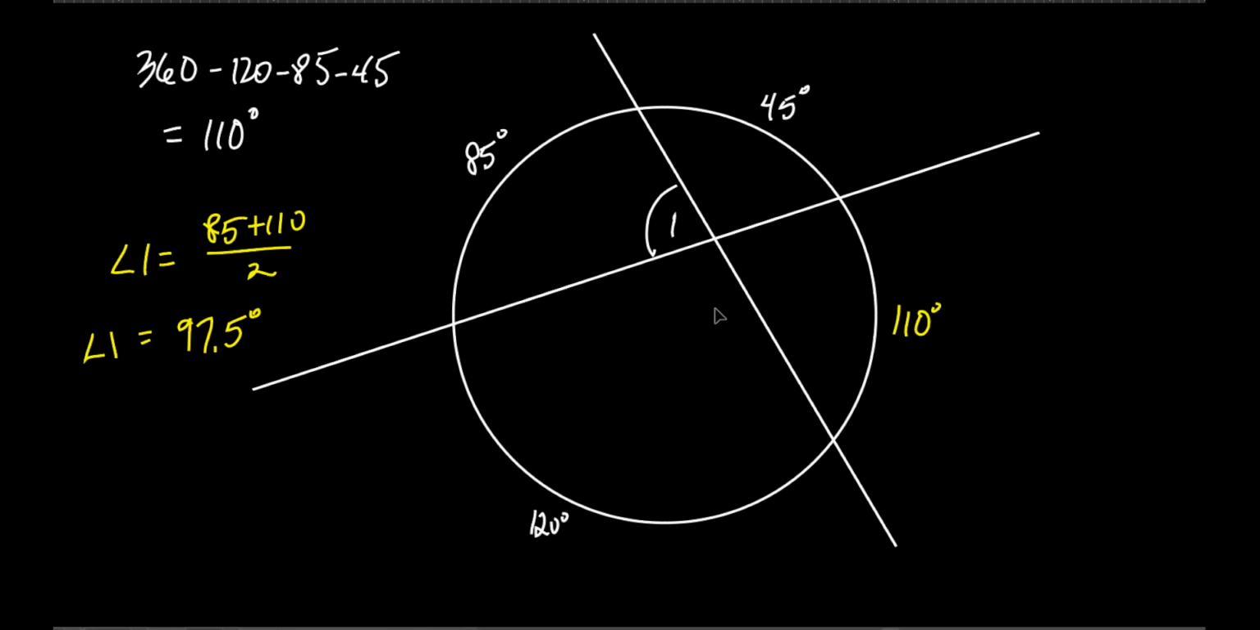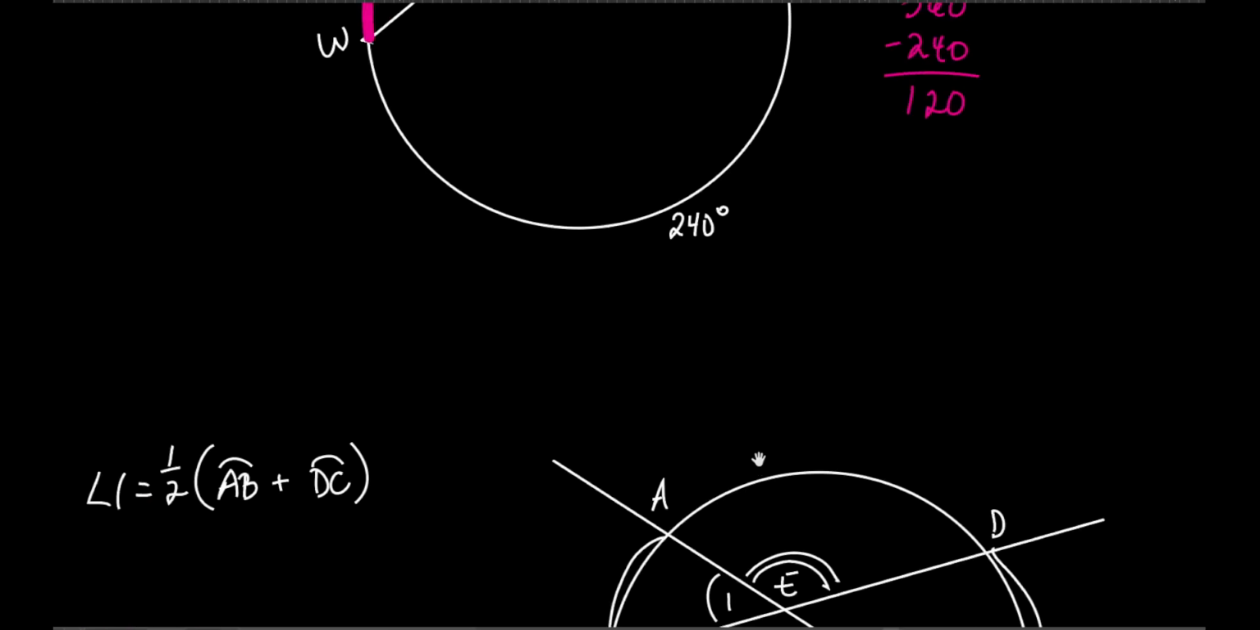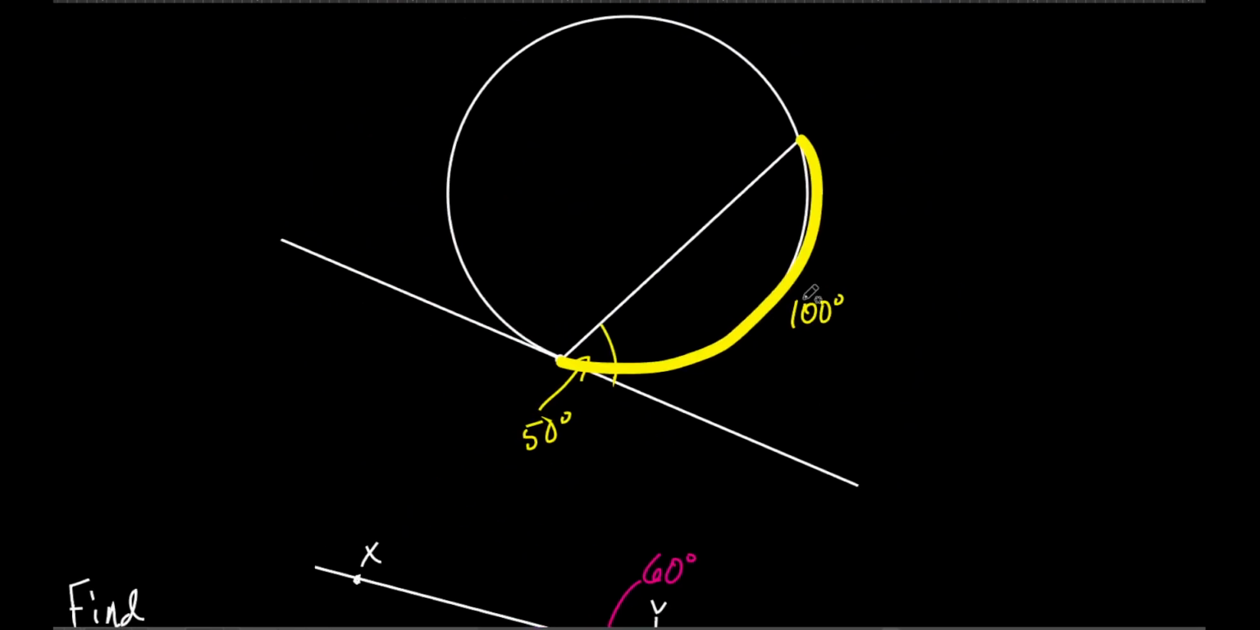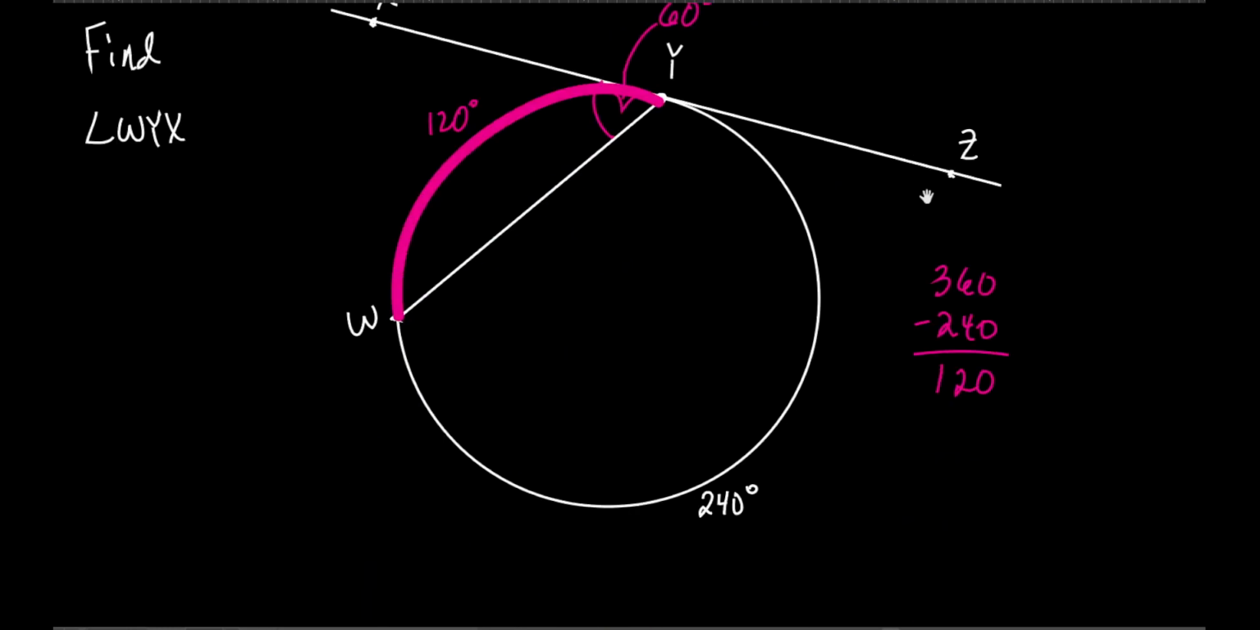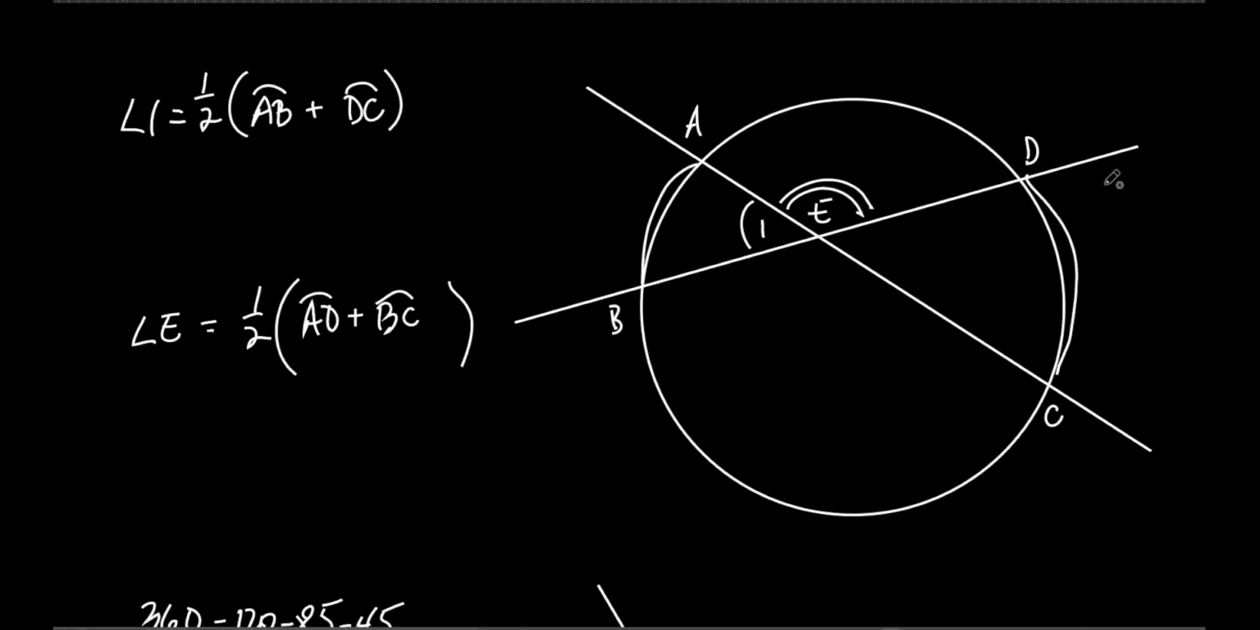We good? So, what have we done so far? Let me write this down. The first thing that we did was a secant and a tangent. All right, so that's the first thing we did. What's the second thing that we did? I'll write it right here. We did two intersecting secants. Everybody good?